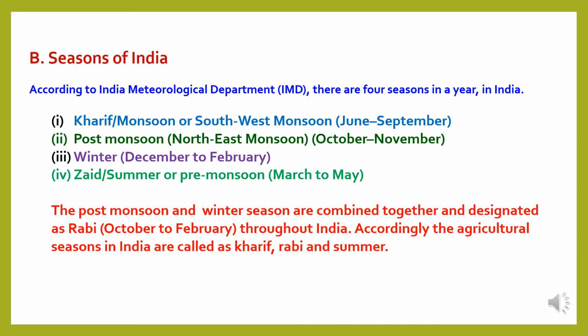Then the winter season, which ranges from December to February. Then Zaid or summer crops or pre-monsoon season, which is from March to May. The post-monsoon and winter seasons are combined together and designated as Rabi, October to February, throughout India. Accordingly, the agriculture seasons in India are called Kharif, Rabi and Summer.